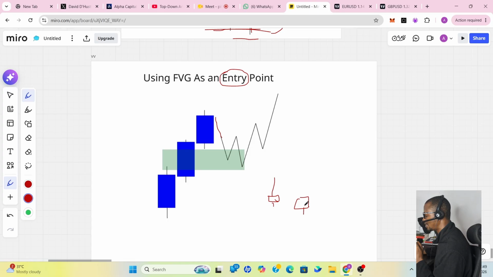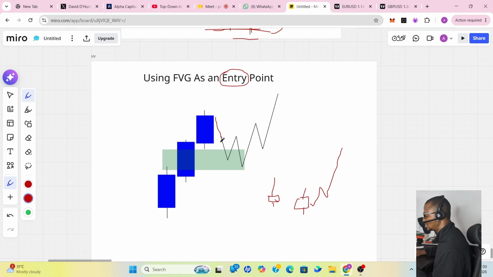So whenever this type of candle forms on your chart, especially in the fair value gap, it shows that there will be a likelihood of price pushing aggressively towards the opposite direction from the fair value gap. So you can equally use fair value gap as your entry point.